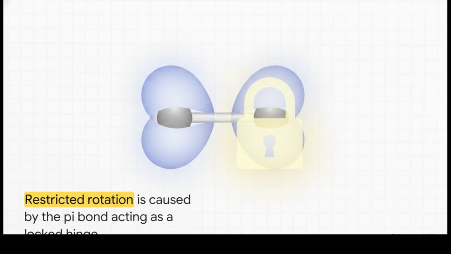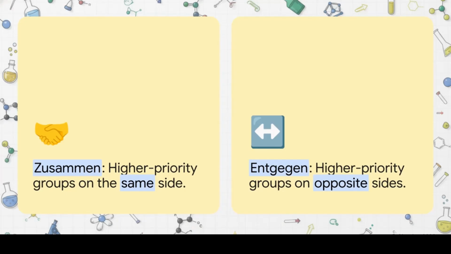It literally prevents free rotation around the carbon-carbon axis. Because it cannot rotate without physically breaking that pi bond, the atomic groups attached to those carbons are permanently locked into their positions in space. Because they're locked down, we end up with 2 distinct layouts.